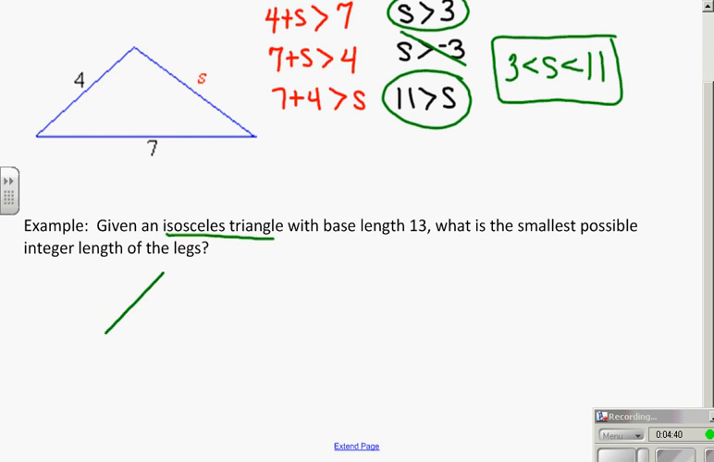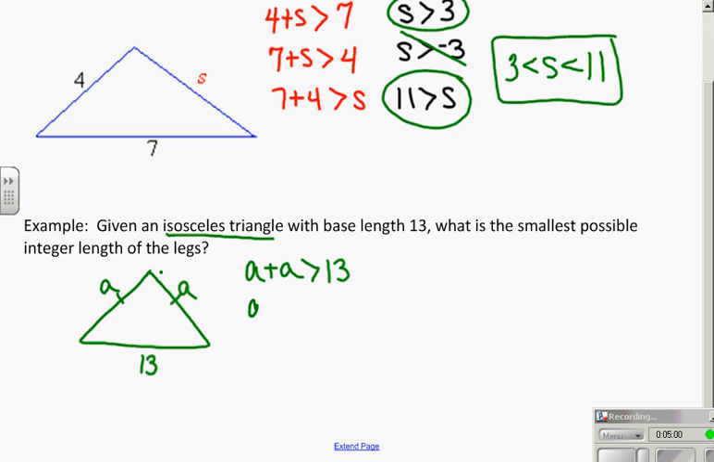Now this is review. Still hinging on the review, we're dealing with an isosceles triangle. If it's isosceles, these two sides are equal. The base is 13. So what has to happen is that a plus a has to be greater than 13. A plus 13 has to be greater than a. And 13 plus a has to be greater than a.